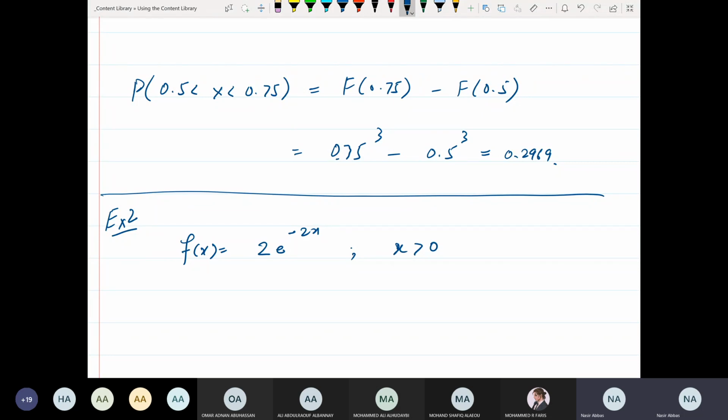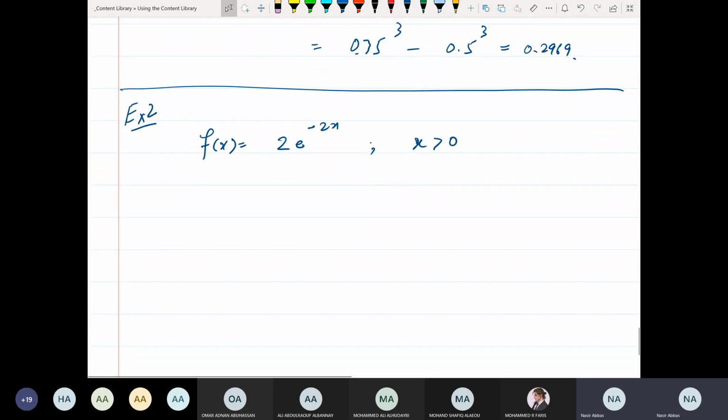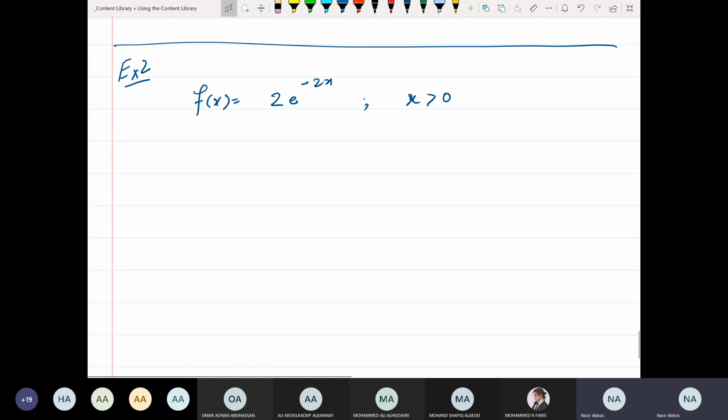The second condition: if you integrate the function over the whole domain, and the domain is from 0 to infinity, you should get 1. And this is a valid probability density function. You will get 1 if you integrate this one. I'm not going to integrate it, but if you do it, you will get 1.